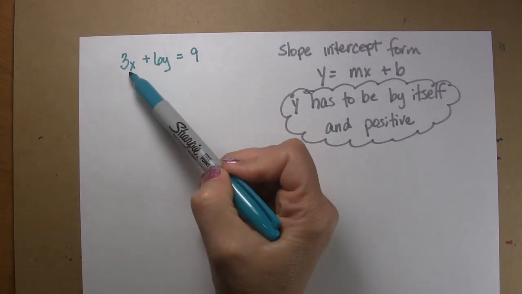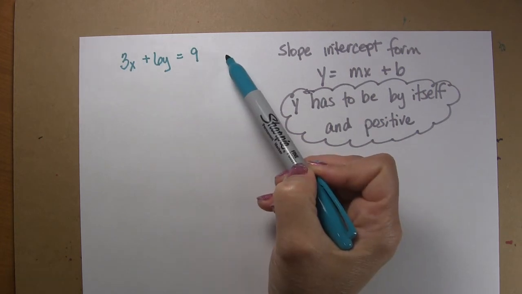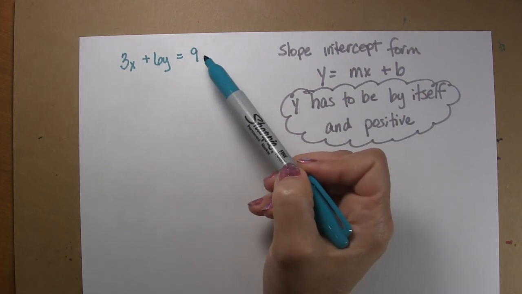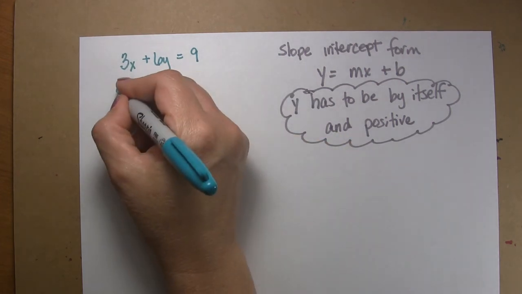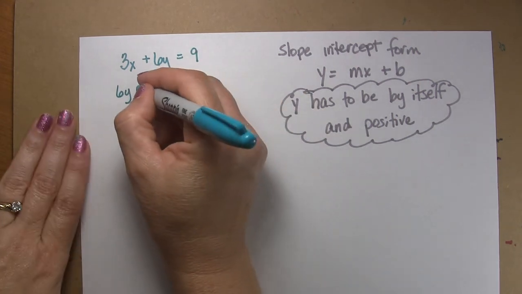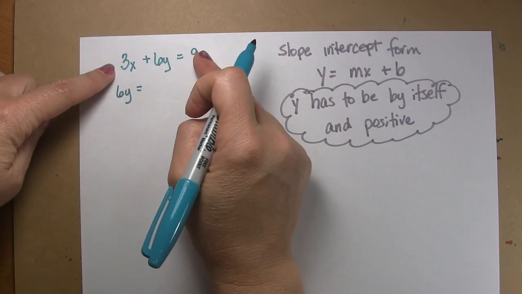So the first thing that I'm going to need to do is move this x term over to the other side of the equation. So I could do that the long way by subtracting 3x from each side, or I could do it the faster way, which is just by saying, hey, I want to take this term and flip it to the other side.